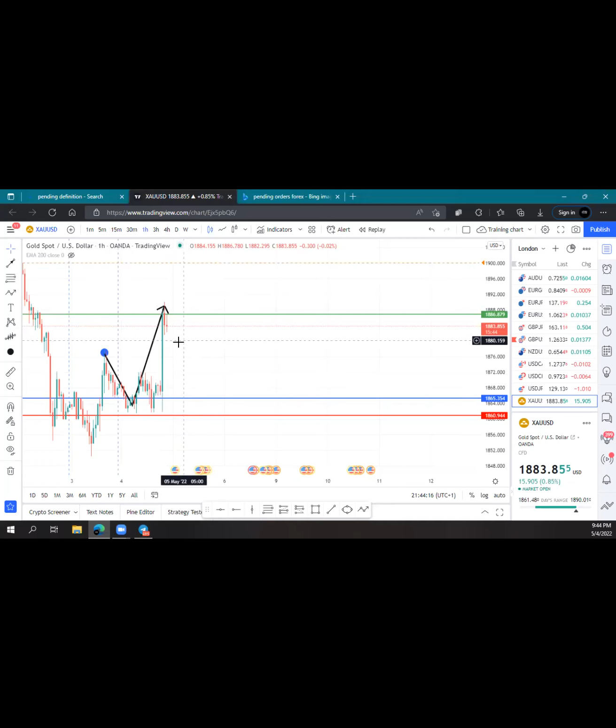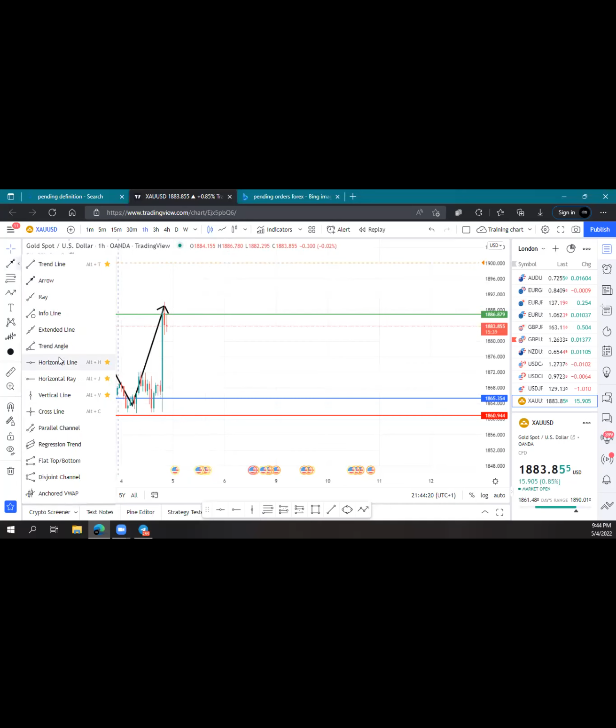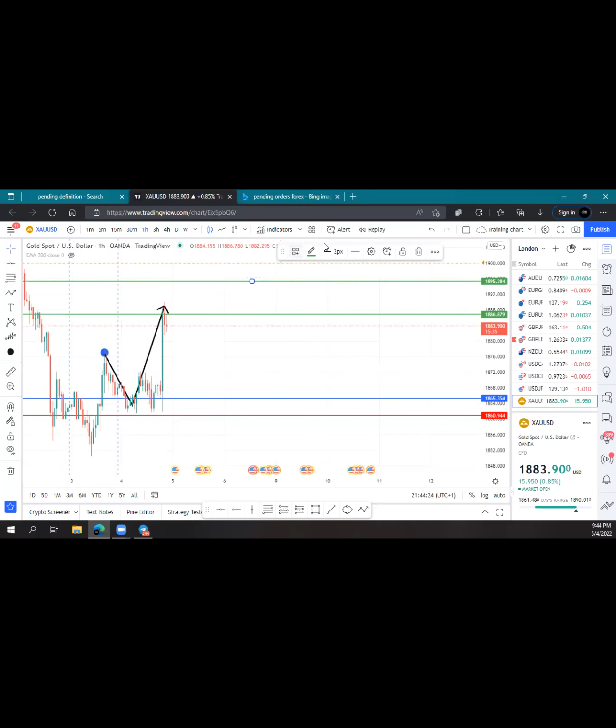How did you get the blue line? It's here. Come to this area, horizontal line. Just click on it, drop it anywhere. You can change the color. That's how I got it. So this is exactly what you should be doing.